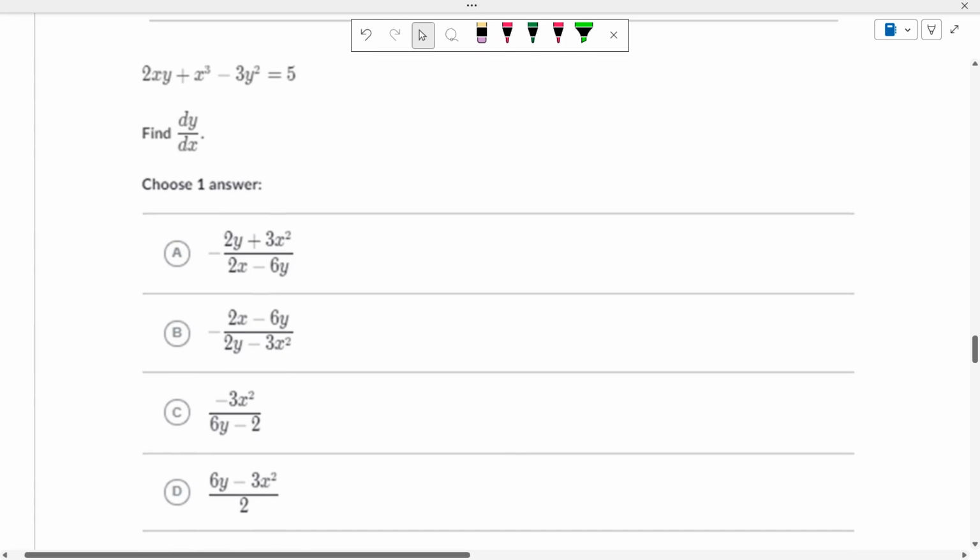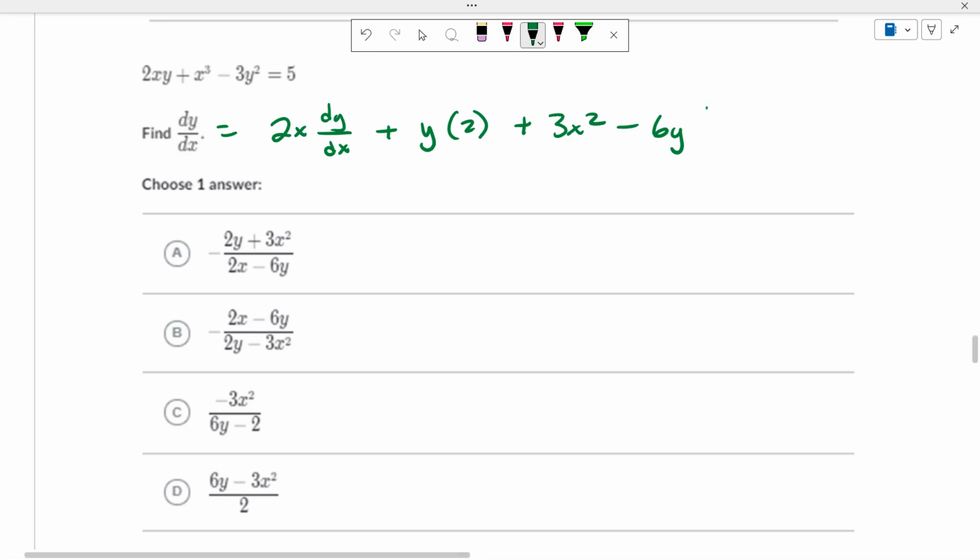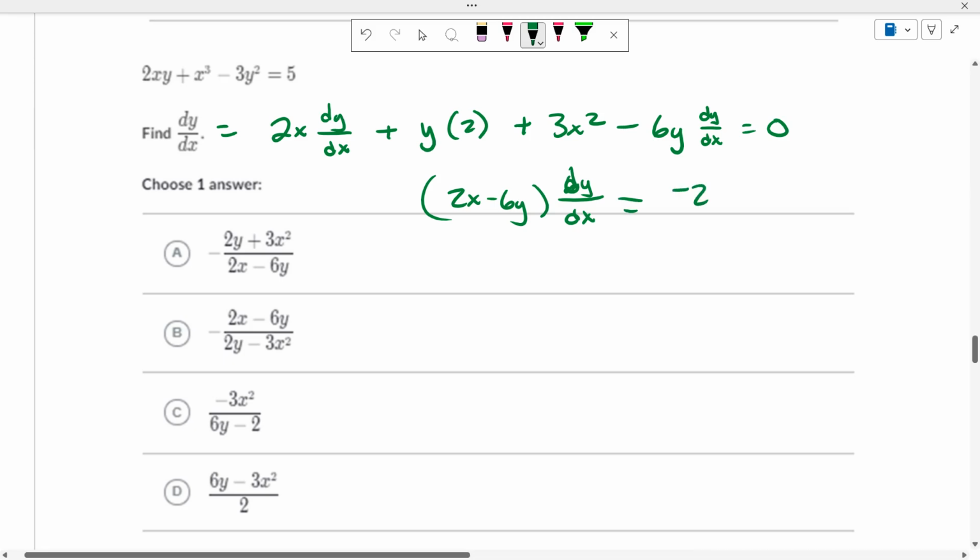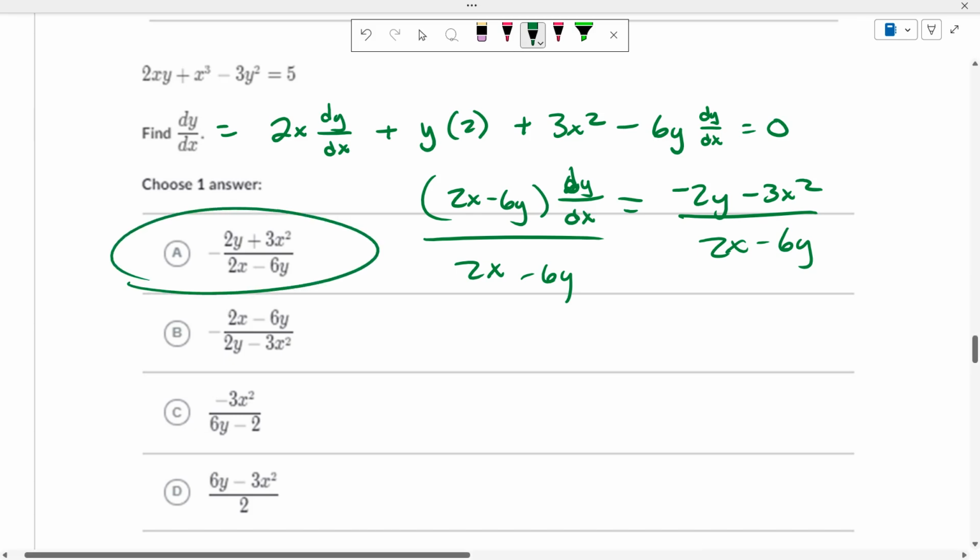Implicit differentiation. First derivative is 2x times the first derivative of y, which is 2y dy/dx, plus y times the first derivative of 2x, which is 2, plus 3x squared minus 6y dy/dx equals 0. So move everything that's not a dy/dx to the other side. So it's 2x minus 6y dy/dx equals negative 2y minus 3x squared. Divide by 2x minus 6y. So, what is it? Well, if we factor out a negative 1, it would be a.